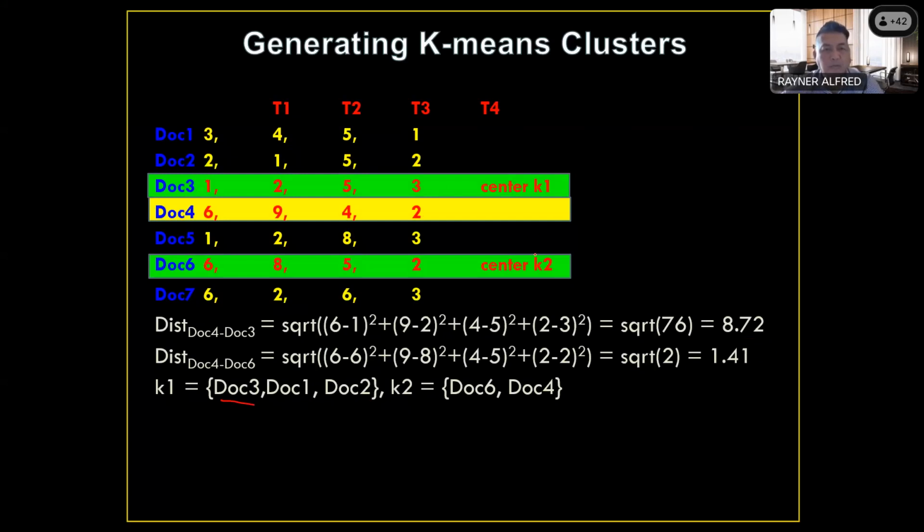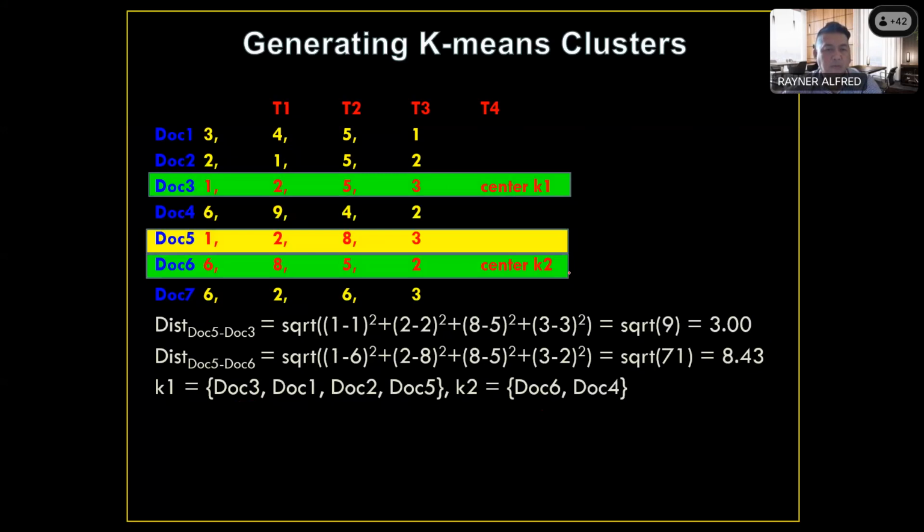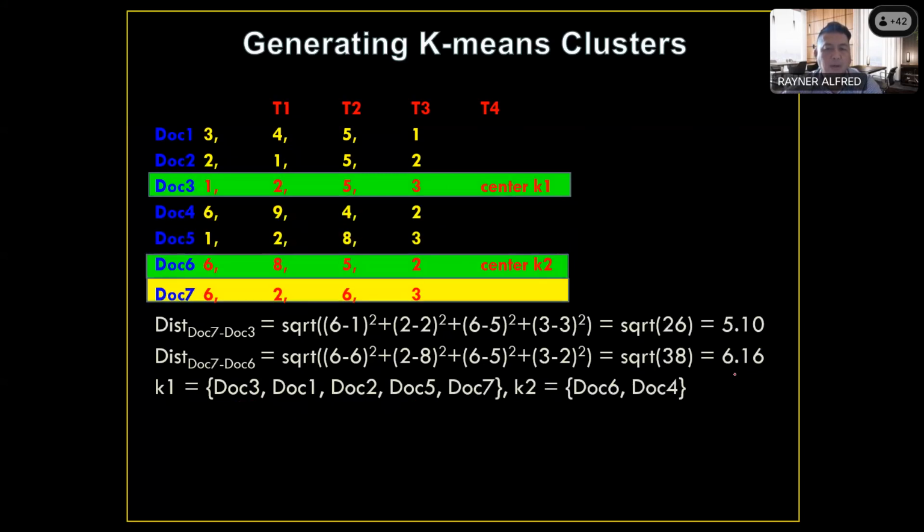So we do it again for document 4. Document 4 is nearer to K2. And then we do it again for document 5. Document 5 is nearer to the first cluster. And then document 7 belongs to the first cluster as well. So we have these 2 clusters.